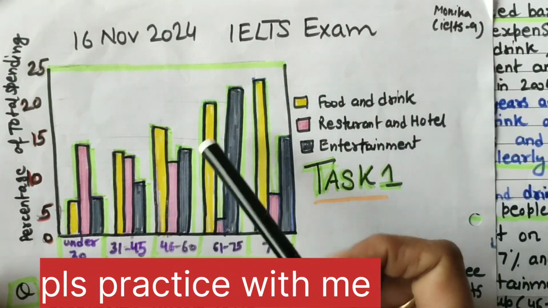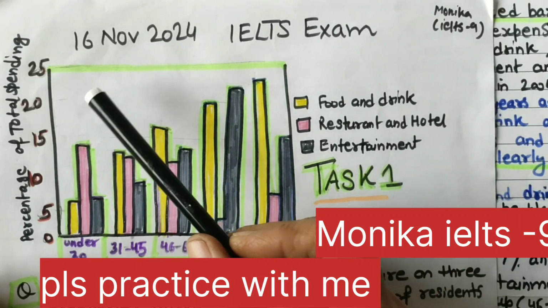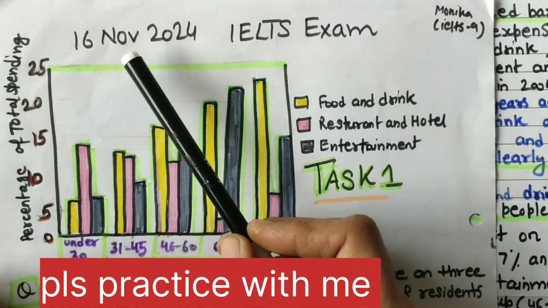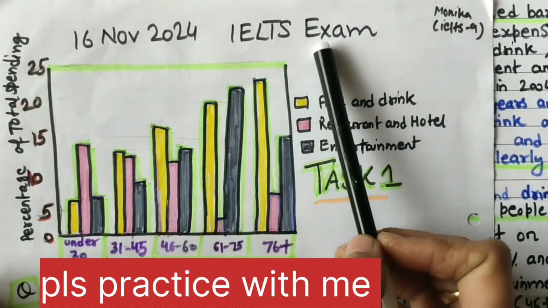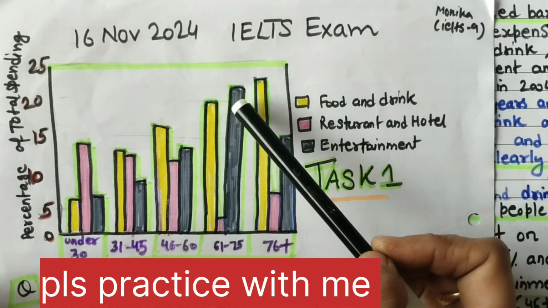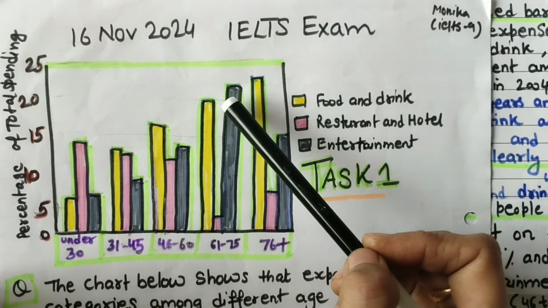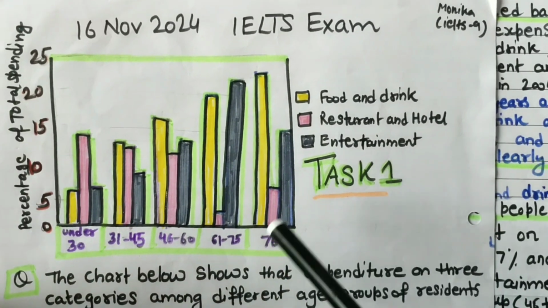So we will be discussing how to write 9-band IELTS writing task 1. That question was part of the 16 November 2024 IELTS exam. And another question was also reported in India, that is line graphs. If you have knowledge about that line graph question, please do text me in the comment section.